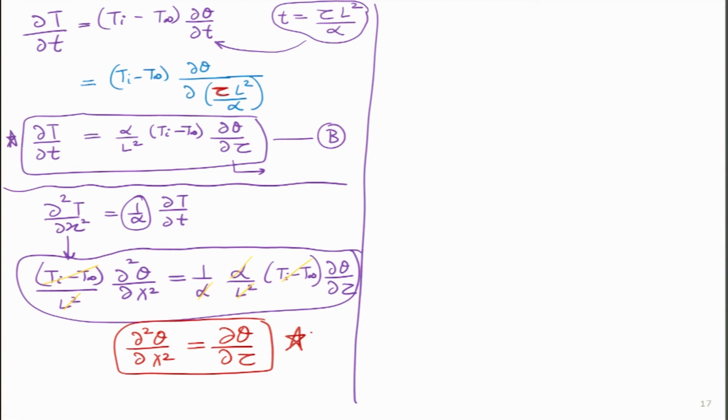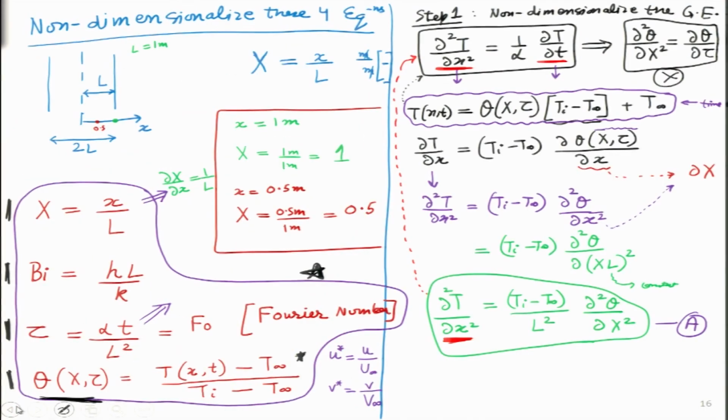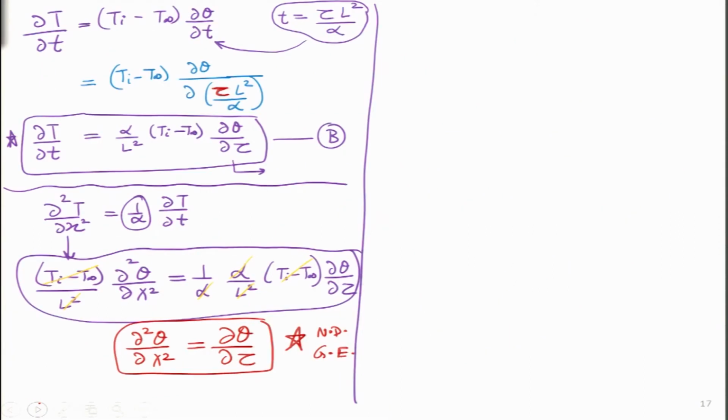So this is my non-dimensionalized governing equation, GE. Just for saving some space, I am writing it in abbreviations, but remember GE stands for governing equation and ND is non-dimensionalized form. Let us go back and see this particular equation we had already written over here. Instead of cross, now let me put a tick mark over here. The del square theta by del x square equals del theta by del tau. This is my governing equation. So the wonderful thing we have done is non-dimensionalize our governing equation.